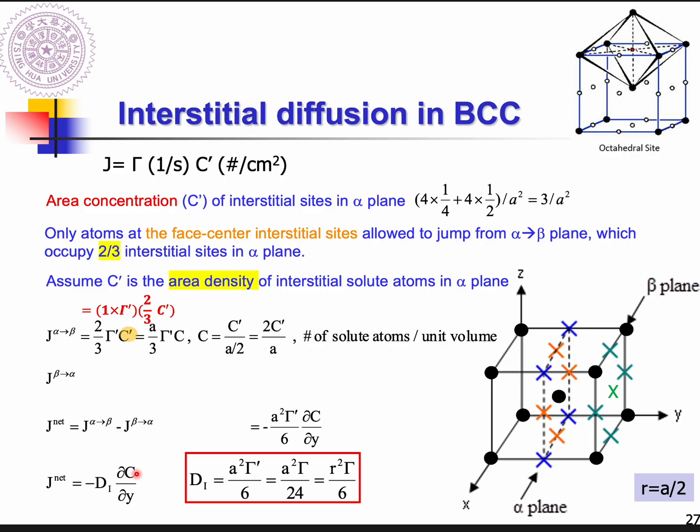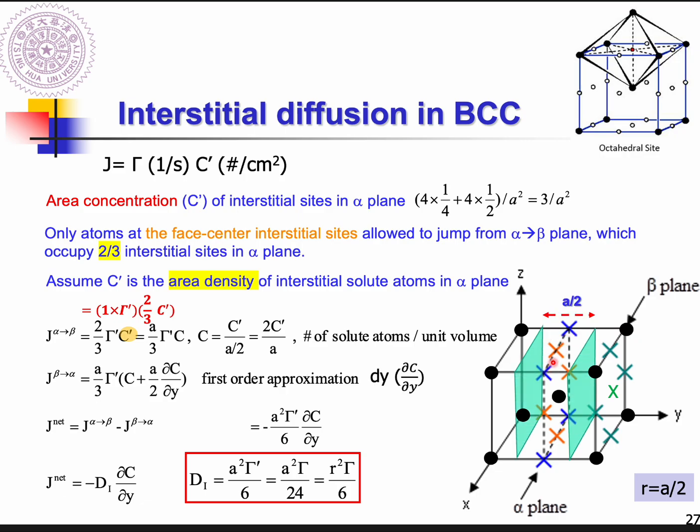No, it is a volume density, right? Finally we need to compare with Fick's first law, so we need to convert this area density into a volume density. How do we do that? This is a plane, right? We want to convert this plane to a volume, so I divide by a distance, right?